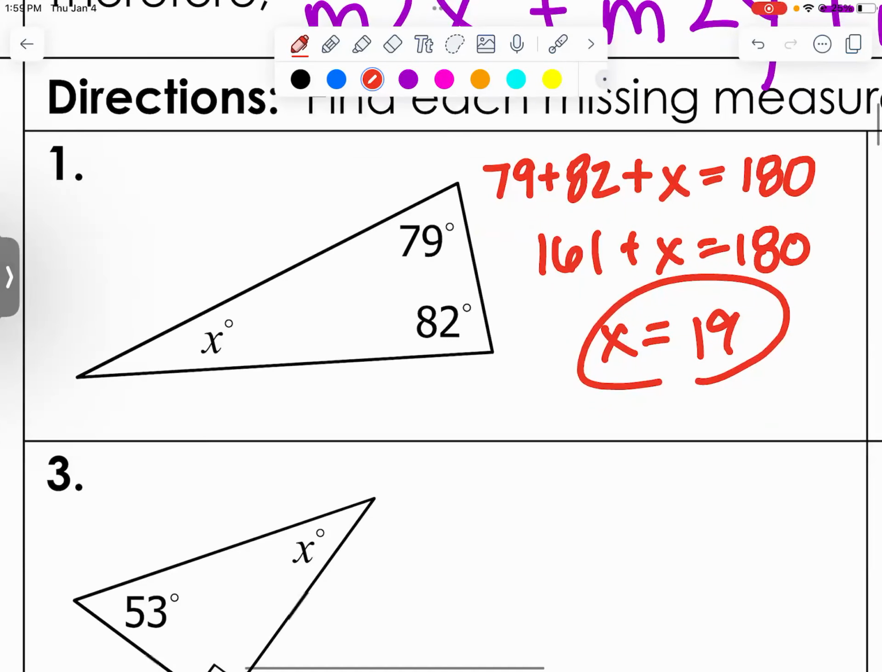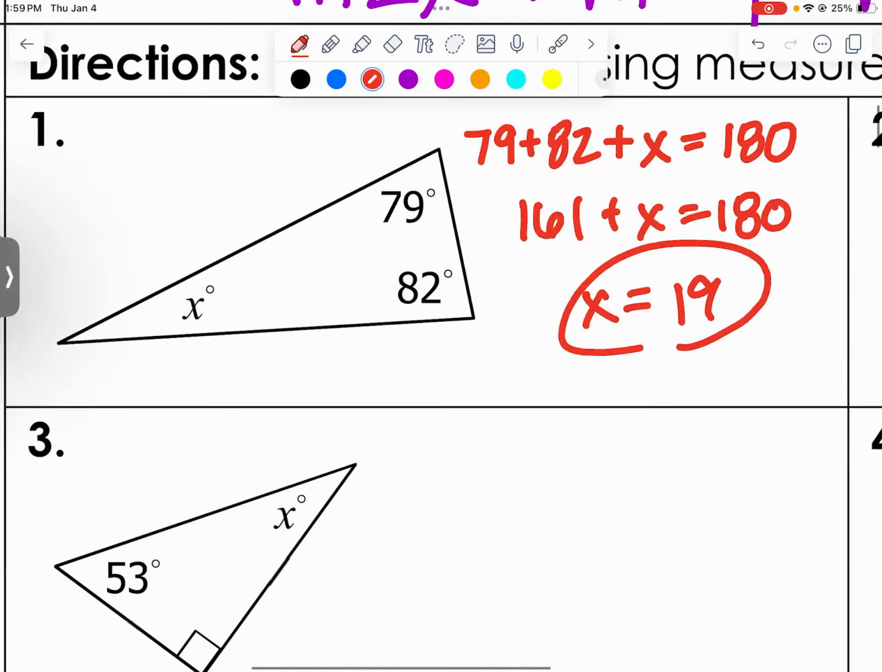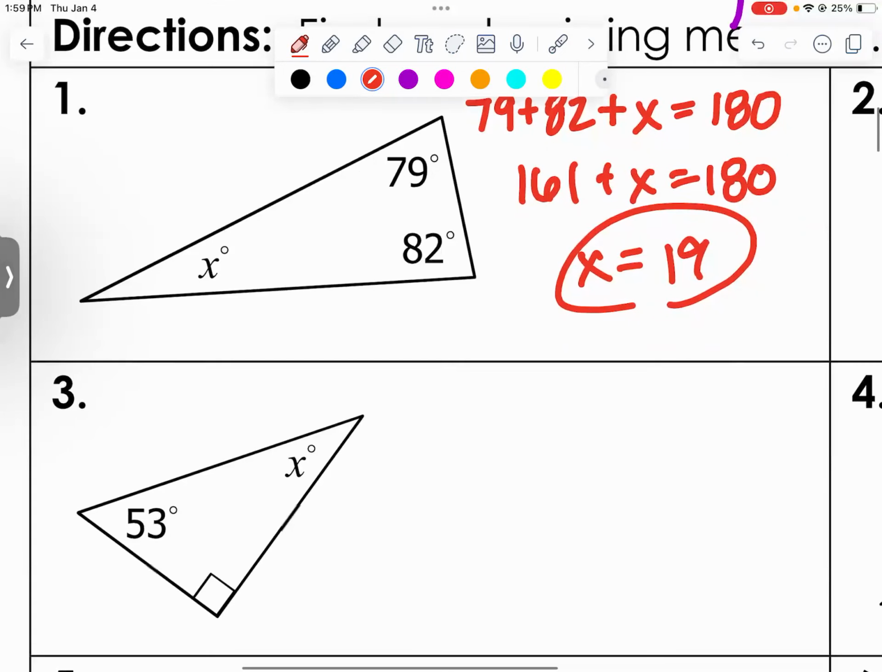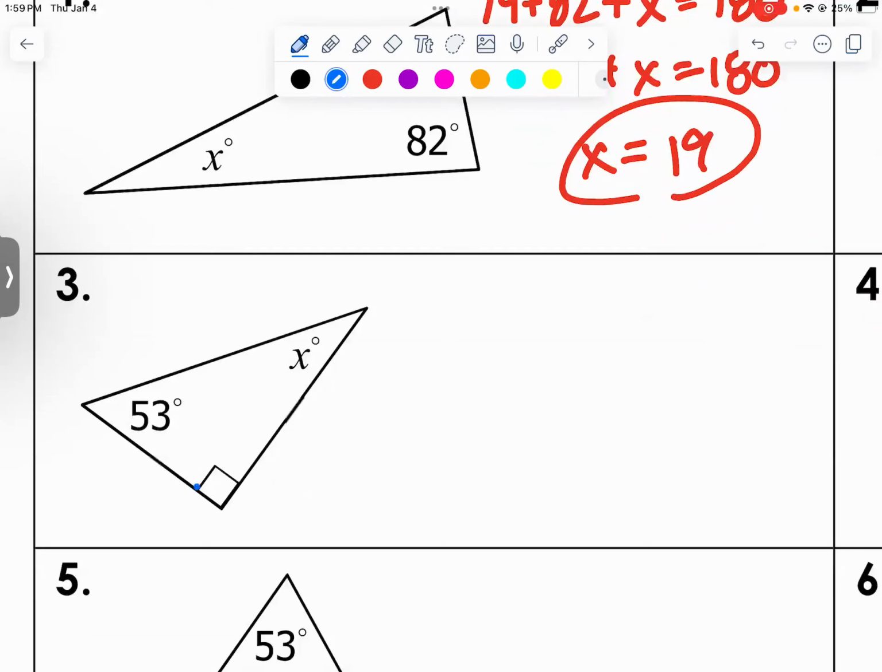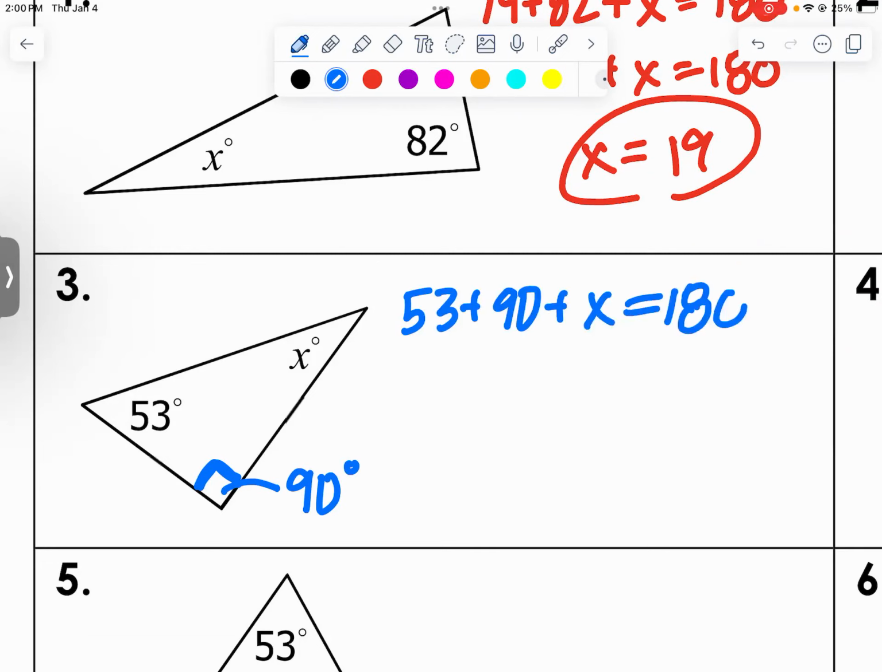Now, in number 2, is that box? You actually know that, or did you look at the board? It's just common knowledge at this point. Okay, this box right here means 90 degrees. So 53 plus 90 plus X should equal 180 in this example.